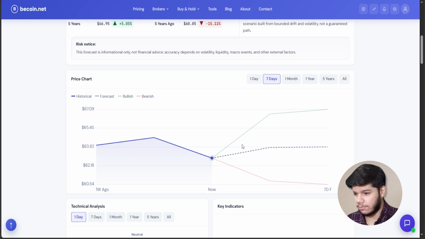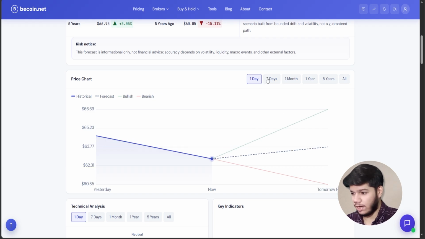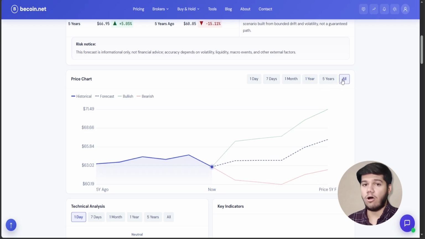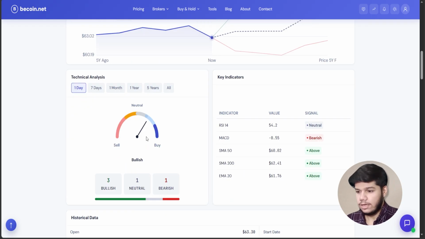If you scroll down a little bit more, you will find the price chart, which has 1 day, 7 day, monthly, yearly, 5 yearly, and eventually all, if you are a positional trader. Now let's talk about the important thing, which is the technical analysis section. If you see, the price is just slightly into the buy section, right beside the neutral. It's not a strong buy, I would say, but a little bit of buy.